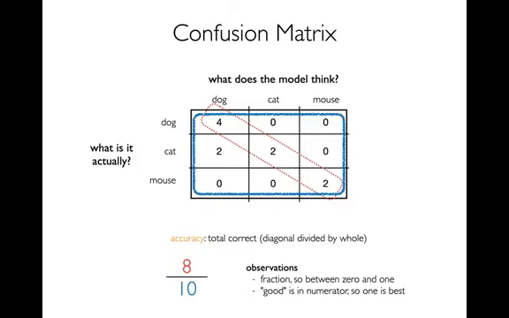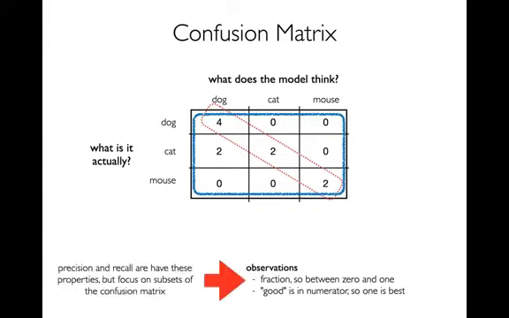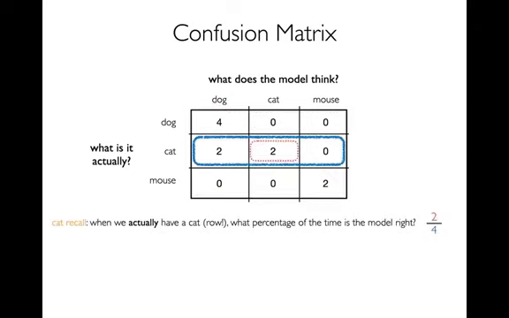Some observations here: this number is a fraction of a subset over a larger amount. It's always going to be between 0 and 1. And the good number is always in the numerator for accuracy, so 1 is the best possible number. Precision and recall have those same properties, but they're going to be on different subsets of the matrix, right? We aren't going to be taking the whole diagonal divided by the whole matrix.